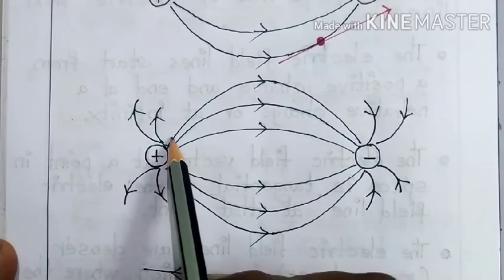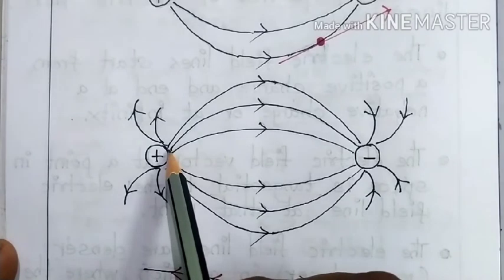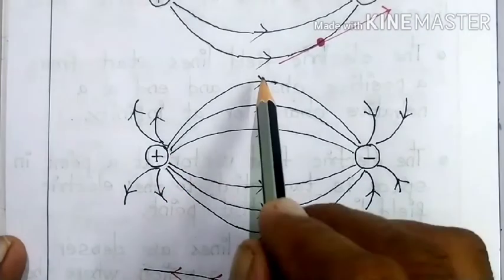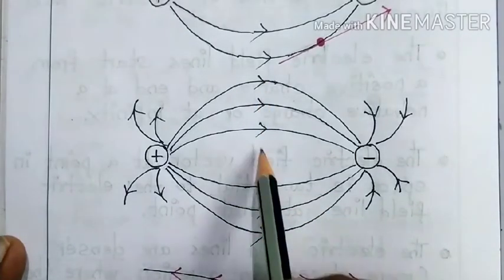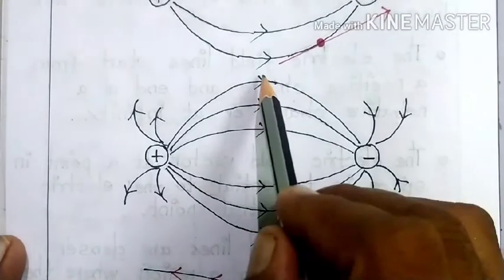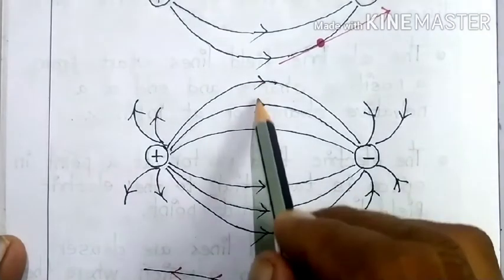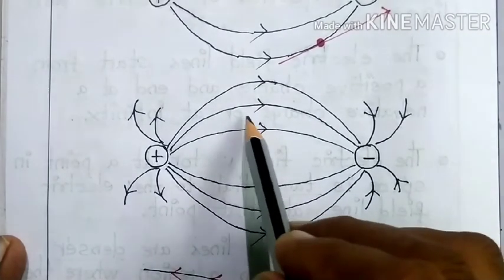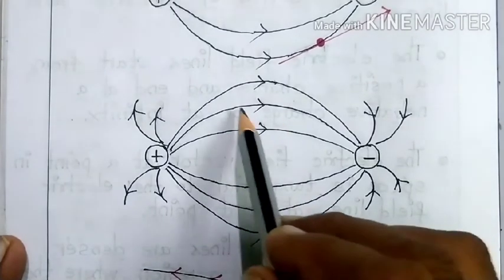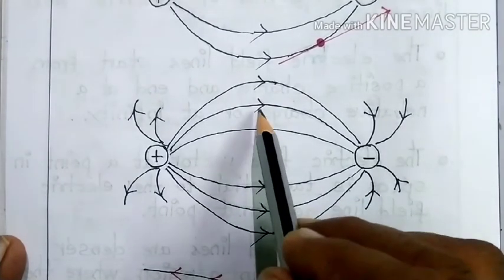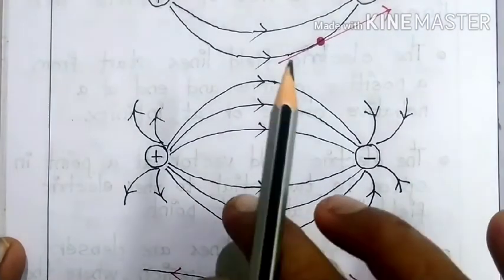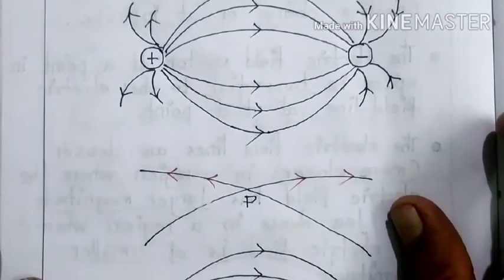So here the electric field lines are closer to one another. But in this region, the electric field strength is very less. So here have a look at this. The electric field lines are not closer to one another, but they lie farther apart from one another. This is the diagram for the third point.